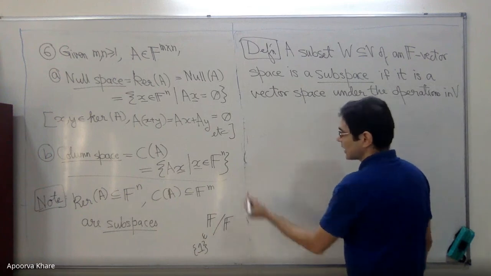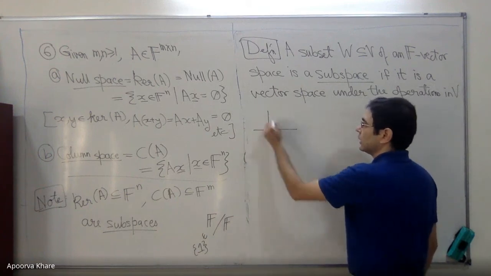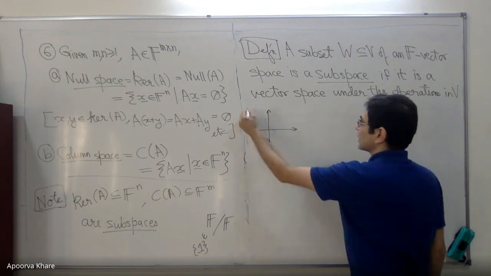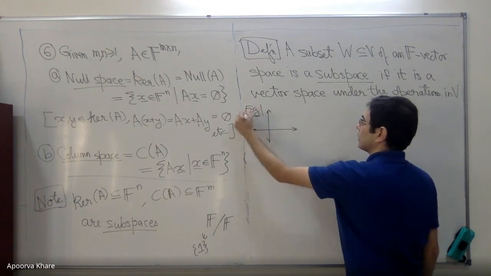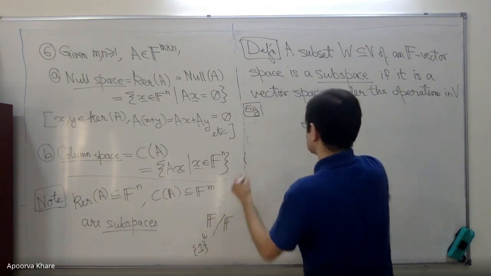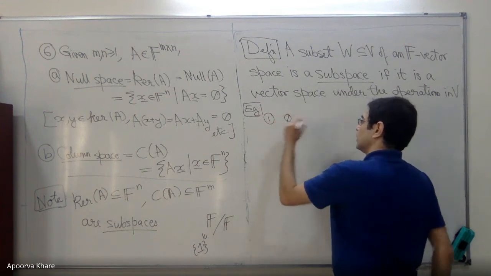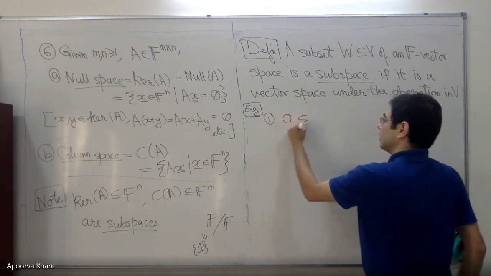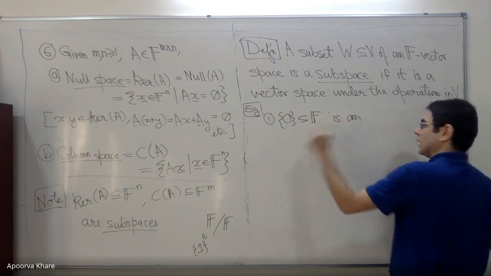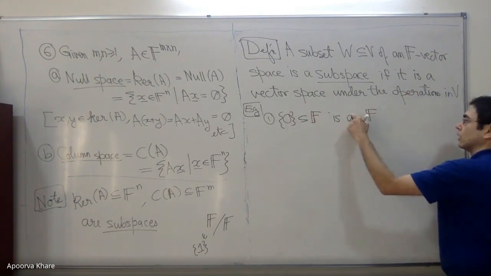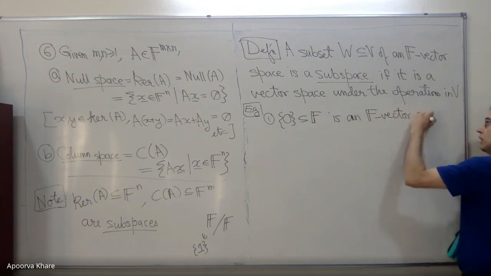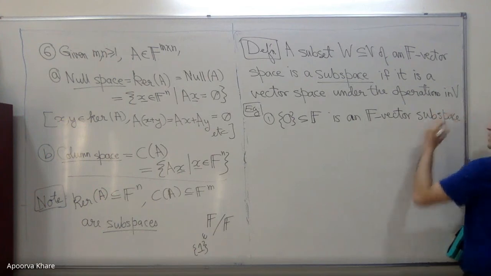For another example, look, here are the x and y axes. These are actually subspaces. Let me give you two examples. So 0 in F is a subspace, as I told you, an F vector subspace. But 1 is not.